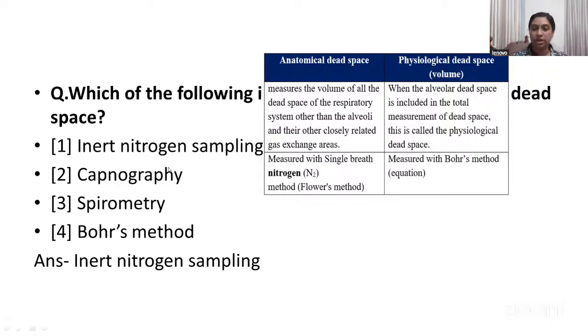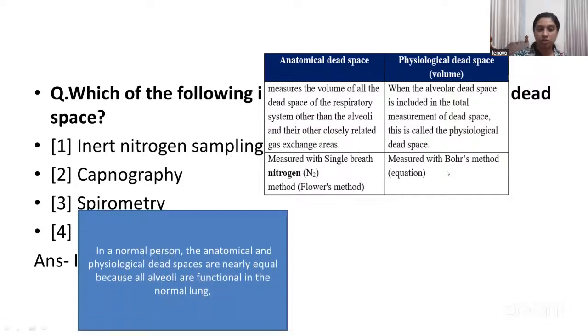Anatomical dead space measures the volume of all the dead space of the respiratory system other than the alveoli and their closely related gas exchange areas. Whereas physiological dead space includes this alveolar dead space along with the anatomical dead space. Usually anatomical dead space is measured with the single breath nitrogen method or Fowler's method, and physiological dead space is measured by Bohr's method of equation.